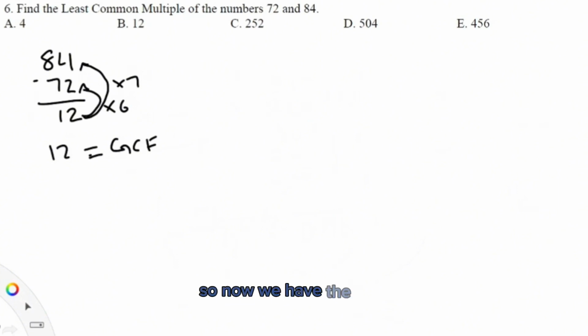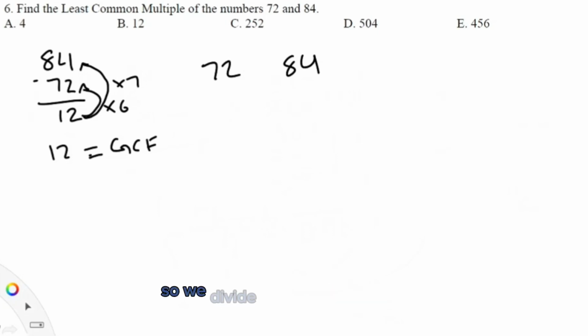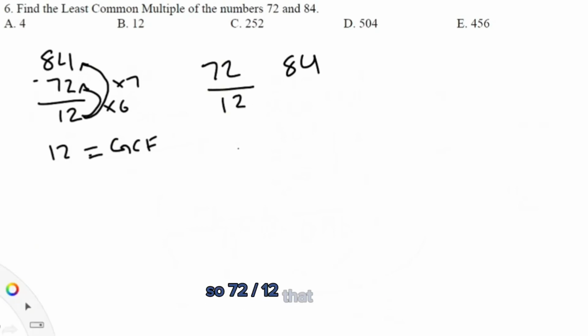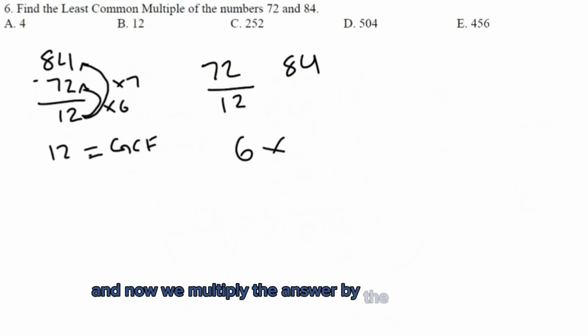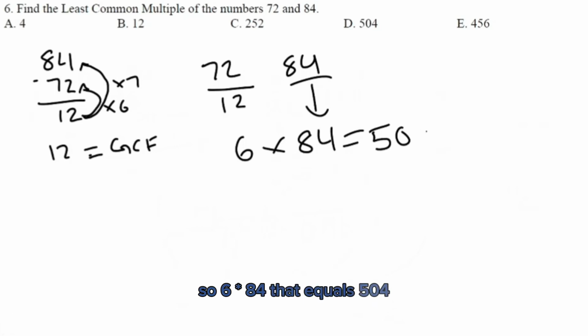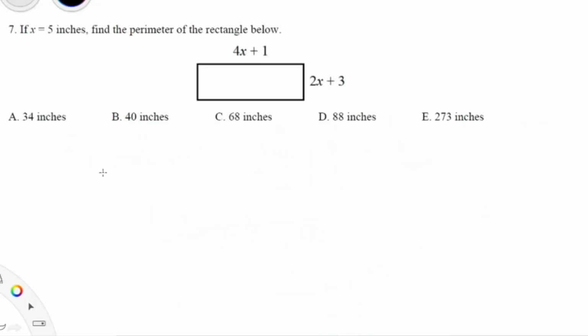So now that we have the GCF, we can solve for the LCM. So we have 72 and 84 as the two numbers, and our GCF is 12. So we divide one of these numbers, let's say 72, by the GCF. So 72 divided by 12 equals 6. And now we multiply the answer by the other number, which is 84. So 6 times 84 equals 504. And that's your answer.